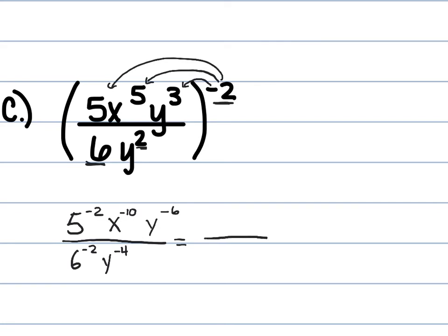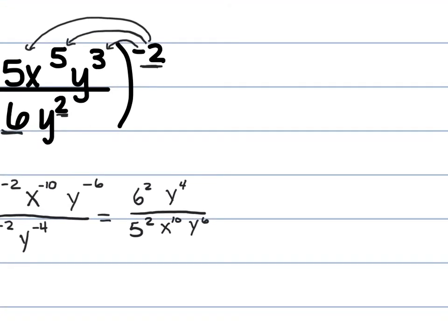So let's start with that 5. The 5 is going to go to the bottom as a 5 squared. The 6 is going to go to the top as a 6 squared. The x to the negative 10th is going to go to the bottom as an x to the 10th. Notice we're just dropping the negatives when we move them to the other side. That y to the negative 4th is going to move to the top as a y to the 4th. And the y to the negative 6 that's on top is going to move to the bottom as a y to the 6th.